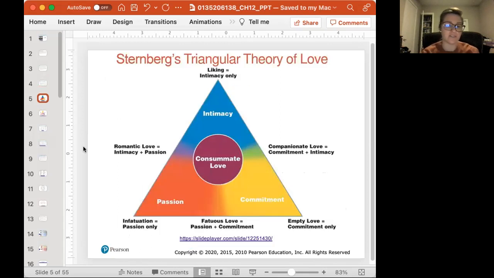So Sternberg, I don't know if this is in your textbook, but Sternberg's triangular theory of love. It's the three pieces of liking, infatuation, and empty love, and then there's three in between spaces. If a person has intimacy, passion, and commitment, that leads to a consummate love. However, if there's only intimacy and commitment, then you get companionate love. If you only have passion and commitment, you've got fatuous love. If you've got passion and intimacy, that would be romantic love, versus passion only is infatuation. Commitment only is empty love, and liking only is intimacy only, perhaps, right?